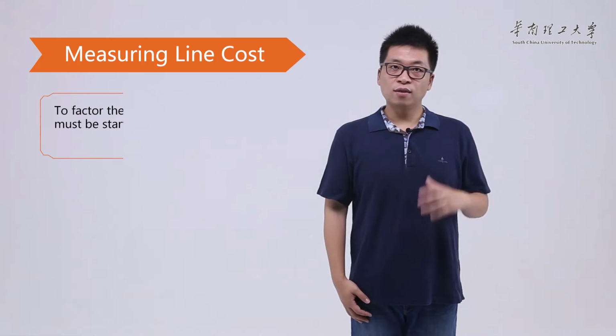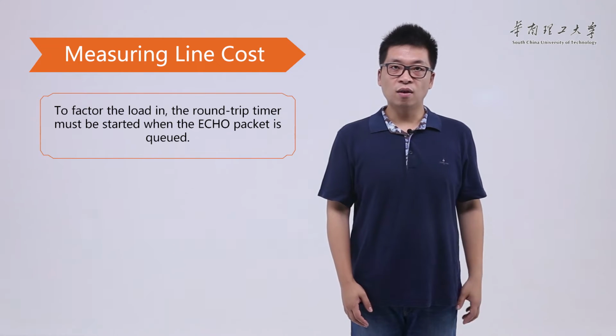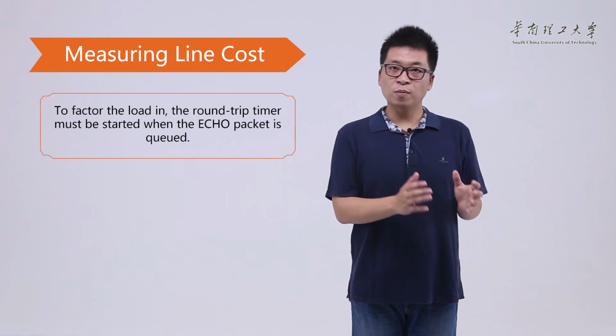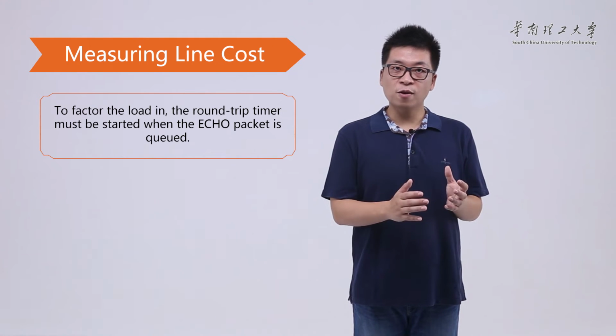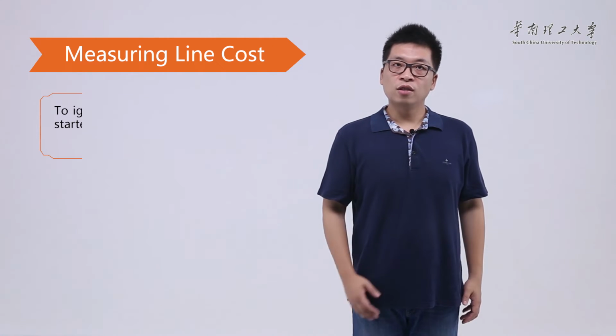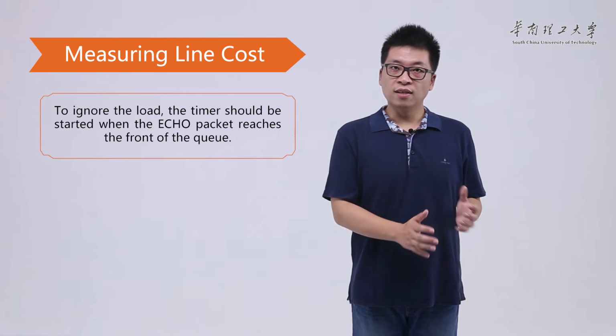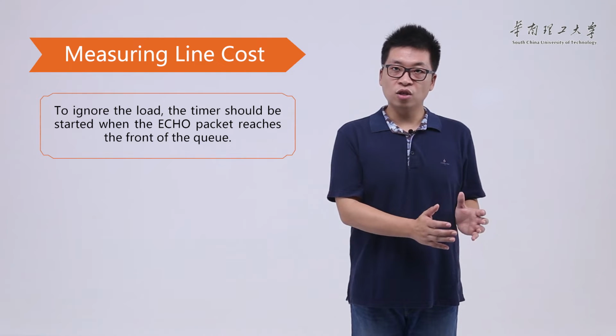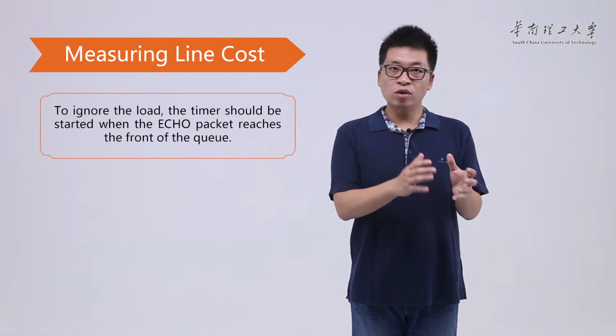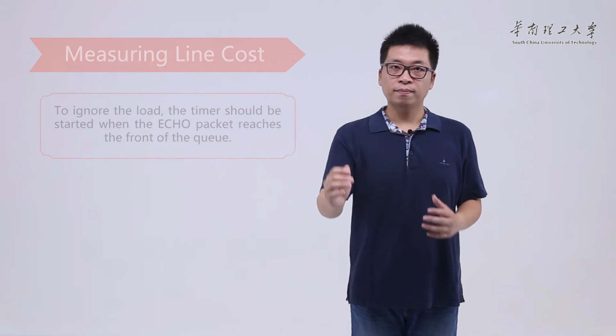The issue involved is whether we need to consider the load on the line. To factor the load in or not, both are reasonable. To factor the load in, the round-trip timer must be started when the echo packet is queued. To ignore the load, the timer should be started when the echo packet reaches the front of the queue.